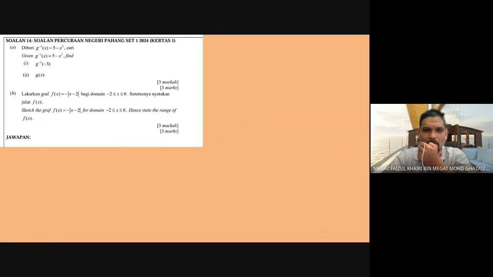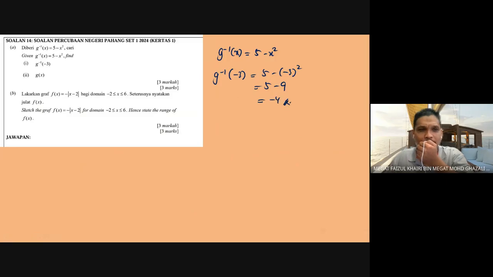How many questions left? One. Okay, just one more. You want me to just finish up this one? Yes. So, A, g inverse equals 5 minus x squared. Find g inverse of negative 3. So 5 minus negative 3 squared. 5 minus negative 3 squared equals 9. 5 minus 9, negative 4.